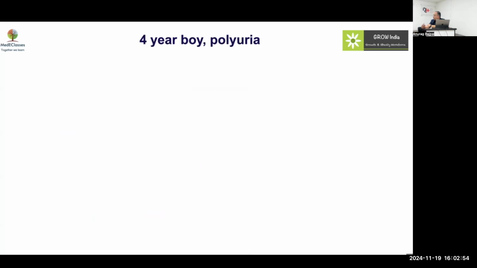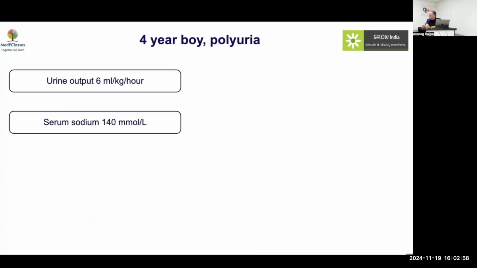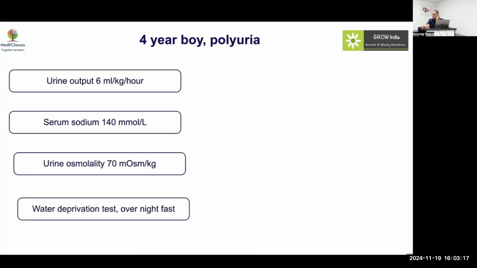A 4-year-old boy with polyuria, Dr. Sandeep: urine output 6 ml per kg per hour, sodium is 140, urinary osmolarity is 70. He is basically having polyuria, sir, and the calculated osmolarity is less than 300 in this case. So we should go for a water deprivation test, advised overnight fast. You agree?